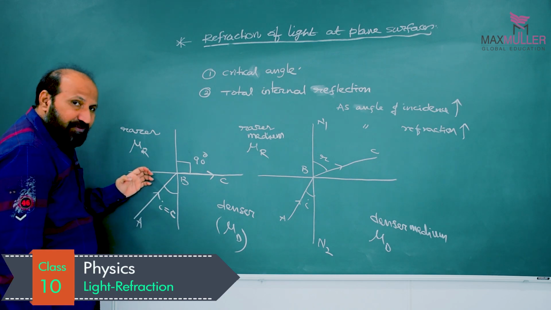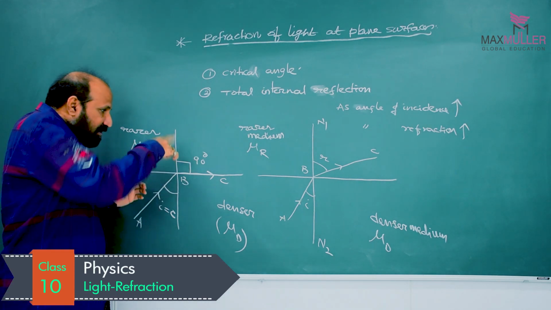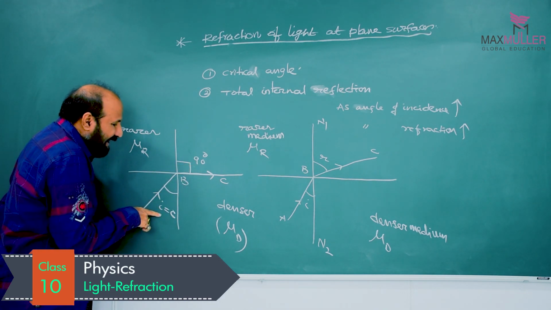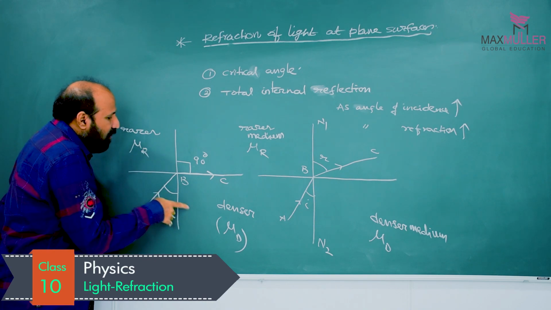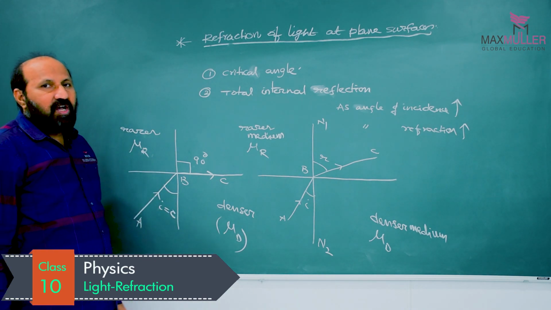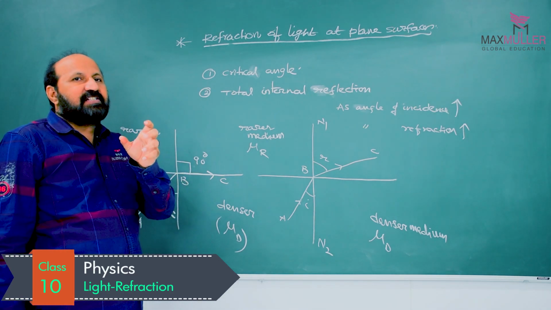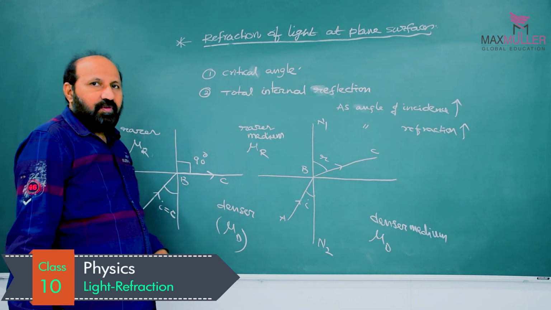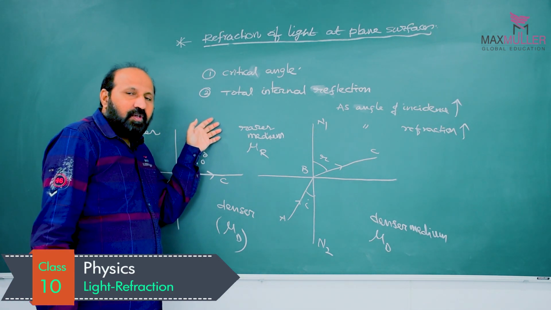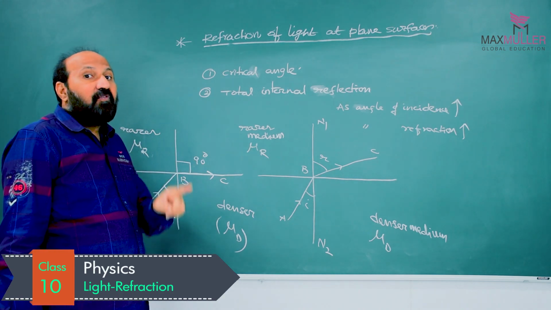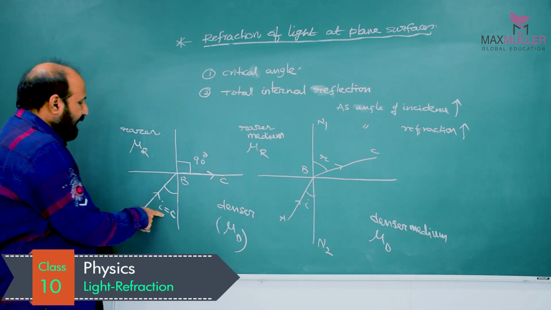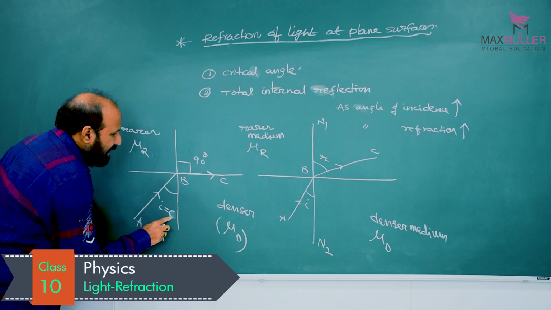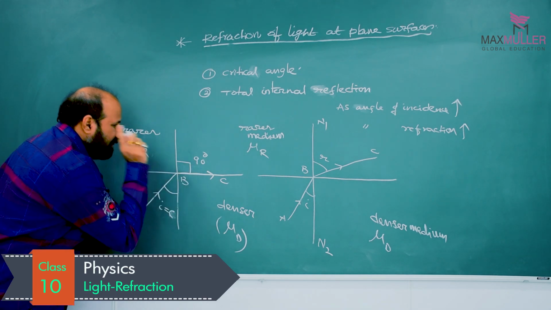So, the angle of incidence in denser medium at which the angle of refraction in the rarer medium is 90 degrees is called critical angle for the given pair of media for the given color of light. Because this critical angle changes from pair of media to pair of media. If you take glass and water, or water and air, for a given pair of media and the given color of light, this critical angle is constant.